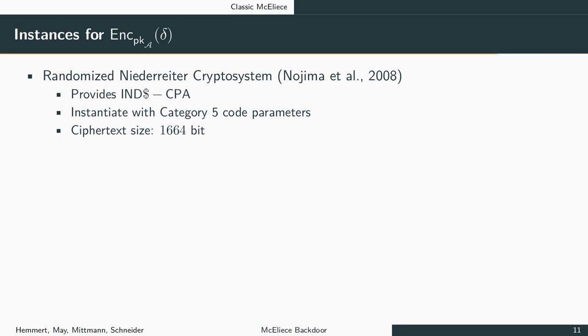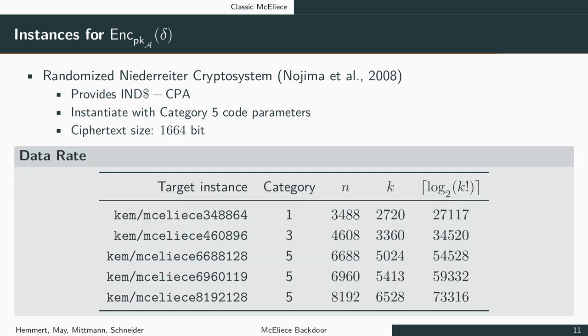So, how much data can we hide inside the key? Actually, a lot. K-factorial grows quickly, so the smallest parameter set for classic McEliece already allows for above 27 kilobit to be used for selecting the permutation. For the category 5 instance, this grows to 73 kilobit.